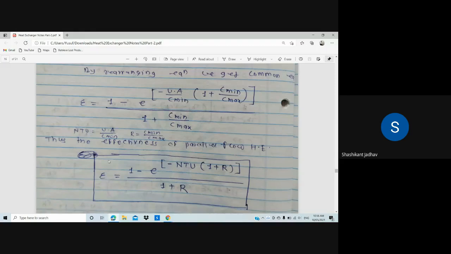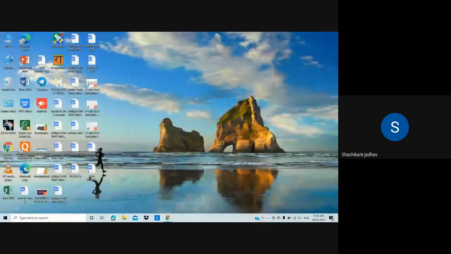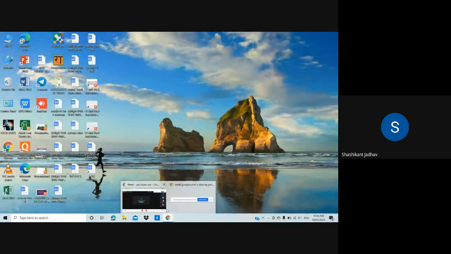Okay, so this is the parallel flow heat exchanger. In the next lecture, we will find out the equation for the effectiveness for the counter flow heat exchanger. Similarly, we will find the effectiveness equation for the counter flow heat exchanger. Okay, so all of you put your roll numbers in the chat box. The next derivation we have to take in tomorrow's lecture. Okay, so all of you put your roll numbers.